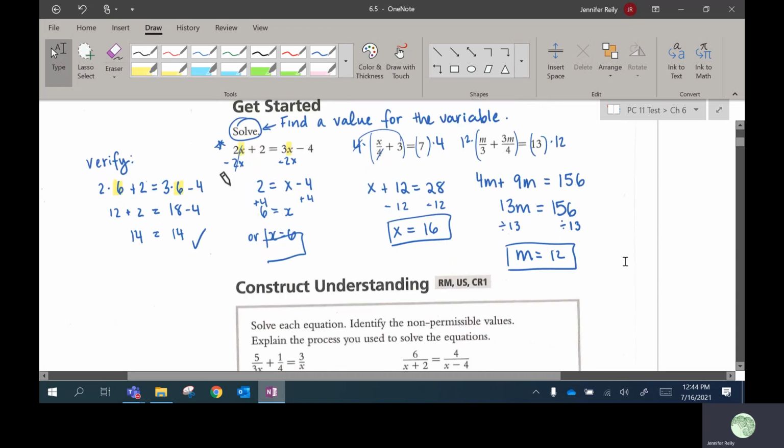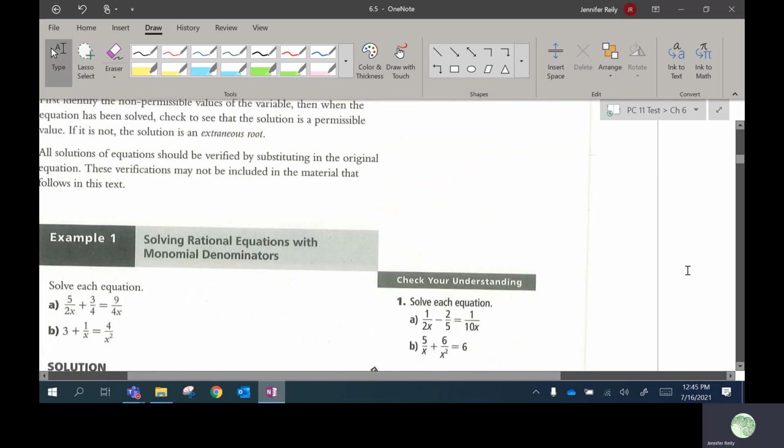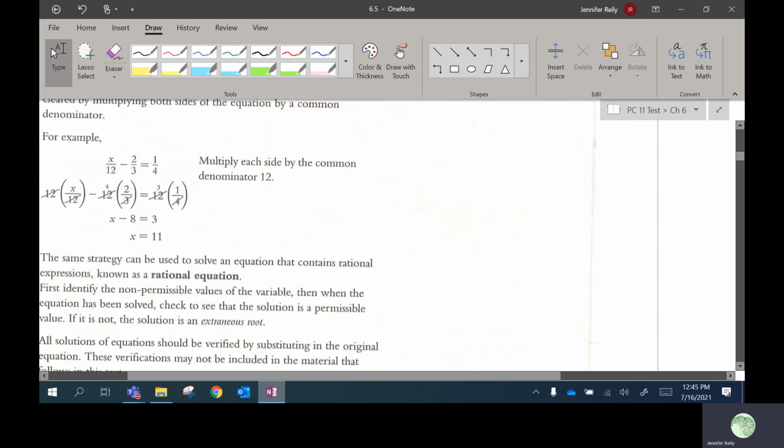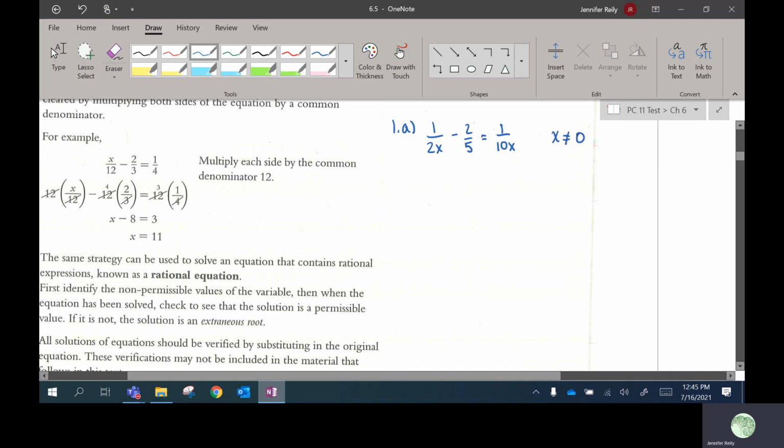Okay, let's go to the first example. Solve each equation. Check your understanding number 1. I'm going to do both. I'll do 1a up above, and then we'll do 1a down below. So I'll rewrite 1a here. So 1 over 2x minus 2 over 5 equals 1 over 10x. Before you get started, you should write your non-permissible values, because if those show up as one of the answers in the end, we'll have to not use it, because it would make the equation undefined. So for this one, the only non-permissible value is x cannot be 0.